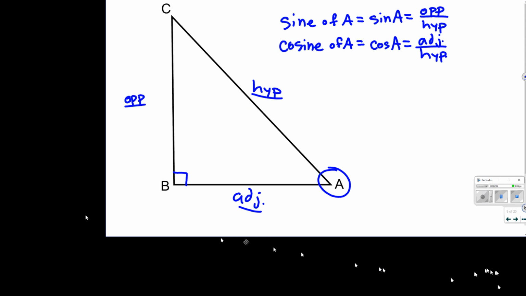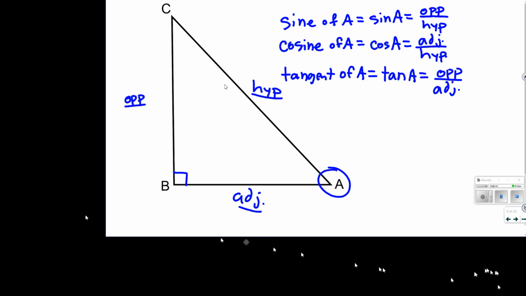All right, so the last trig ratio is the tangent ratio. Let's write that down. We have the tangent of A, and the abbreviated way to write it is like this. We don't say "tan," we say the tangent of angle A. It is equal to the opposite side over the adjacent side. So those are our three trig ratios.